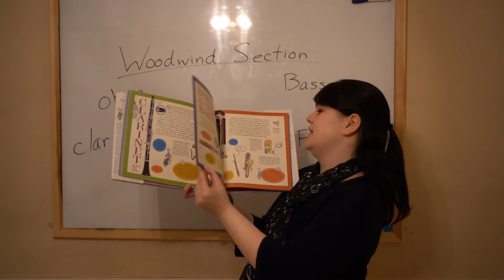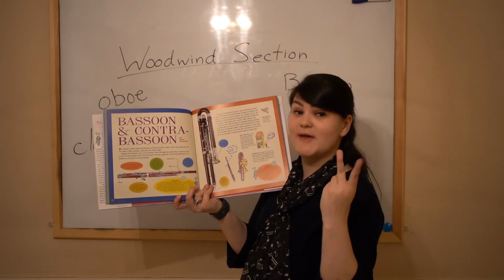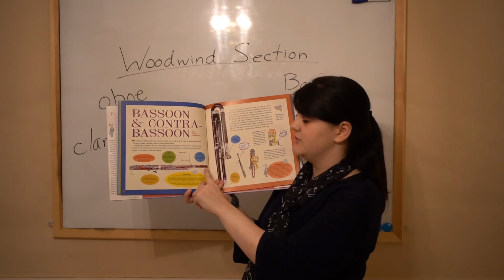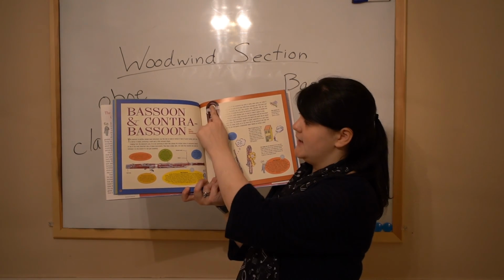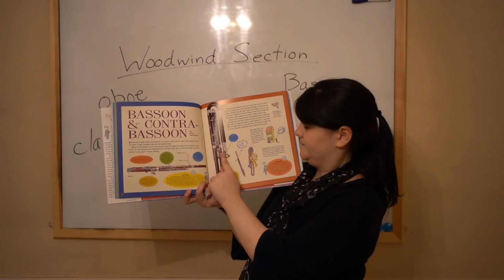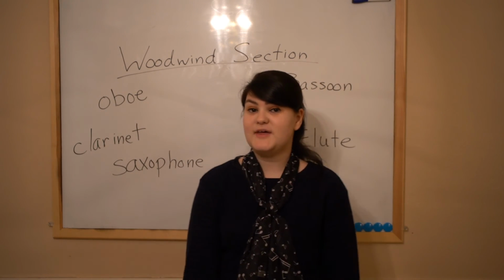Very nice. And then a bassoon. Now there are two different shapes of bassoon, so that's why you see two different pictures here. One here and one here. Okay, so that is the woodwind section.